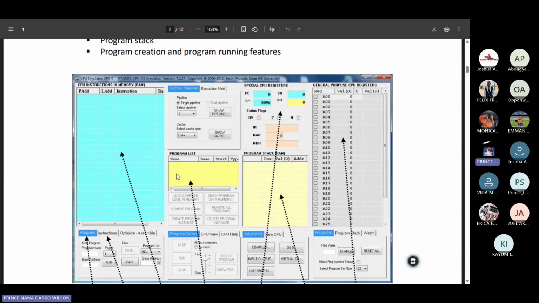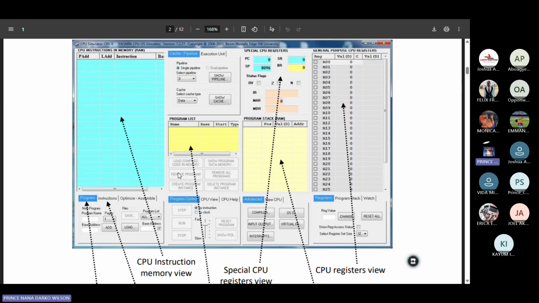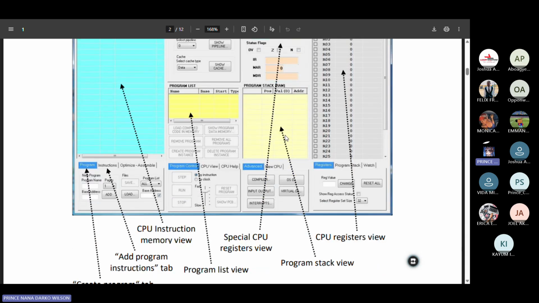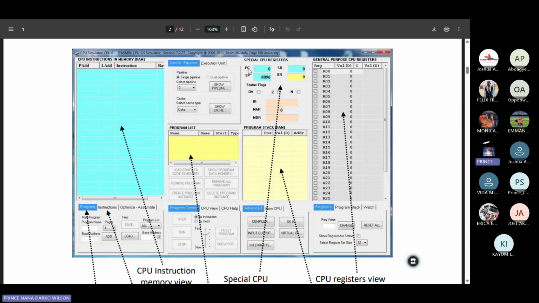All right, so this is the front page that you will be faced with if you open this. Am I correct? This is exactly what you see. Now let's look at the individual regions. Starting from this side, this region here is called the CPU instruction memory view. Take note of it. Then we have the special CPU register view, with the program counter, the base register, and different others.